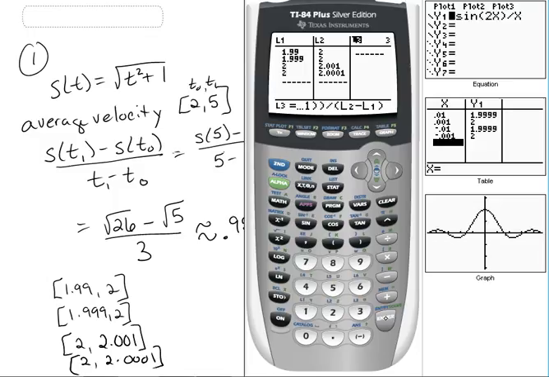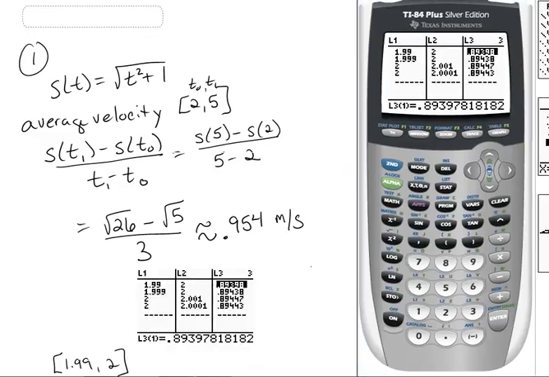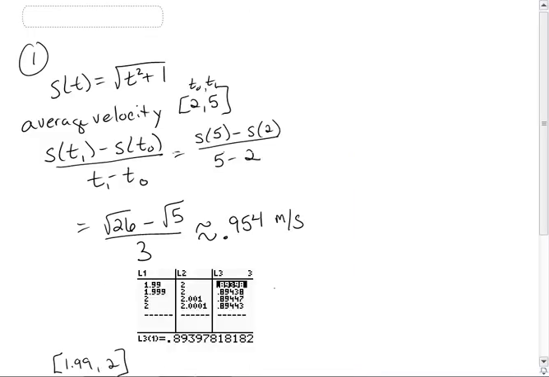Close your parenthesis and hit enter, and it's going to automatically do all those computations, and you can see that it's about 0.8943 looks like the value that you'll get for the instantaneous velocity over the interval, or 0.8944 meters per second.